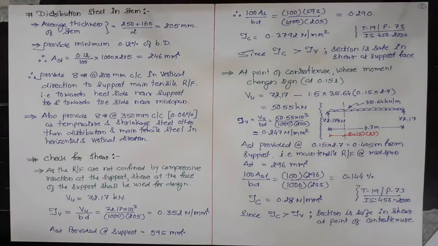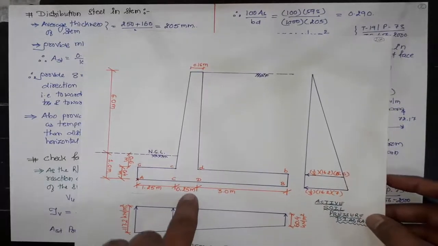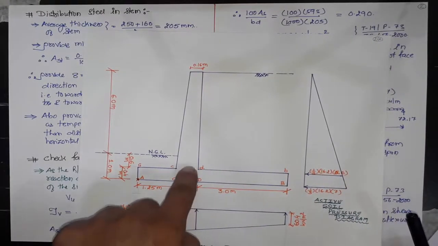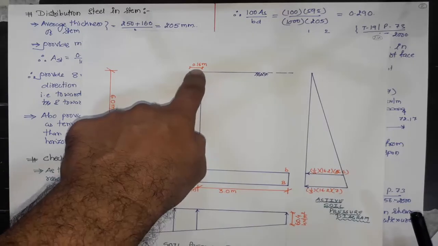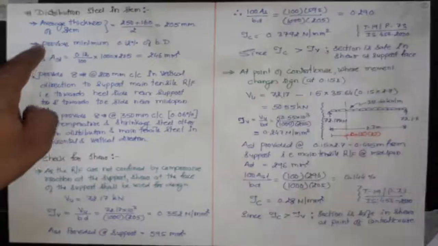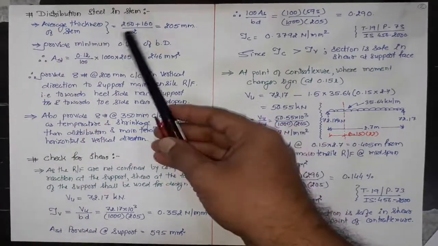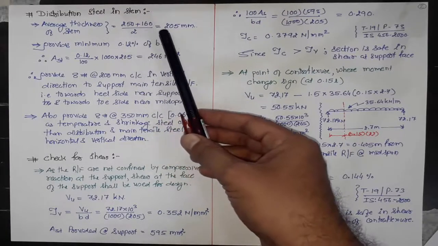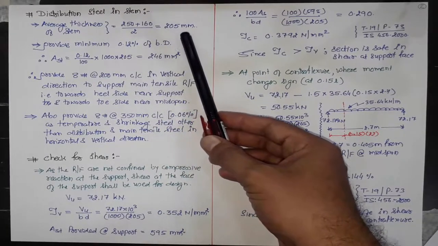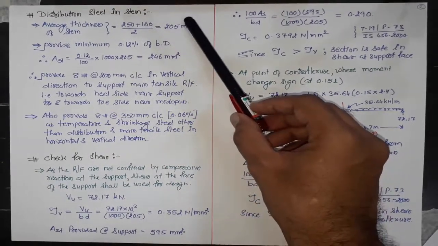Now let's calculate the distribution steel in stem slab. Since we are having a varying thickness, we are having a thickness of about 0.25 meter at stem base and 0.16 meter at stem top. We will calculate the average thickness of stem slab, that is 250 plus 160 divided by 2 comes out to be 205 mm. This is the average thickness of our stem slab.